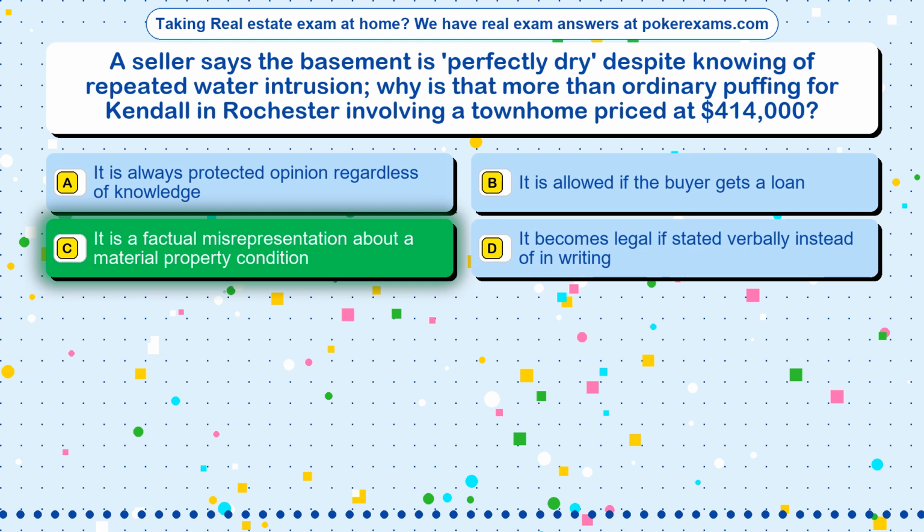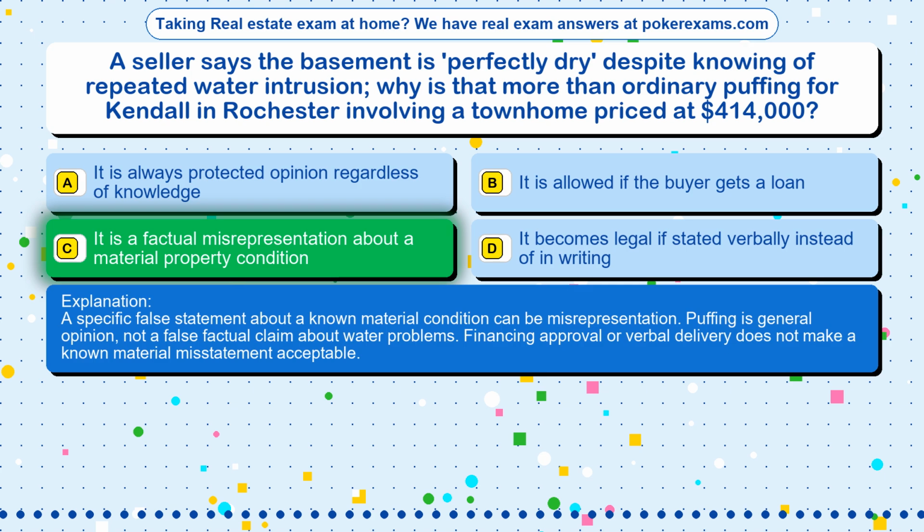The correct answer is option C. It is a factual misrepresentation about a material property condition. A specific false statement about a known material condition can be misrepresentation. Puffing is general opinion, not a false factual claim about water problems. Financing approval or verbal delivery does not make a known material misstatement acceptable.